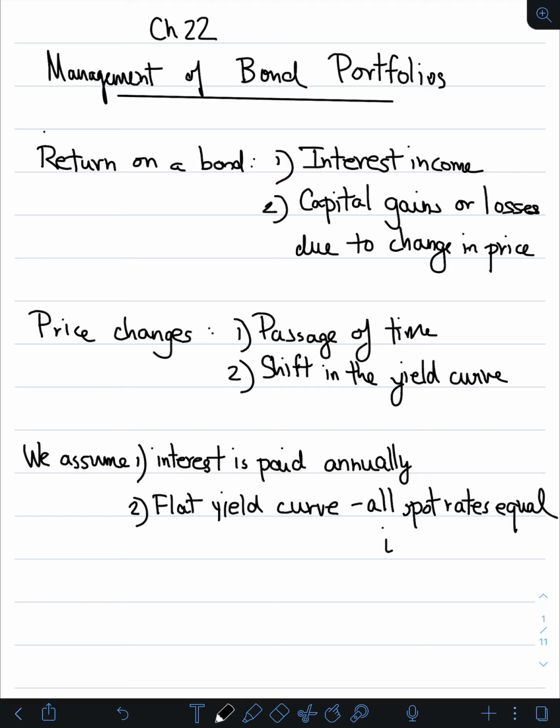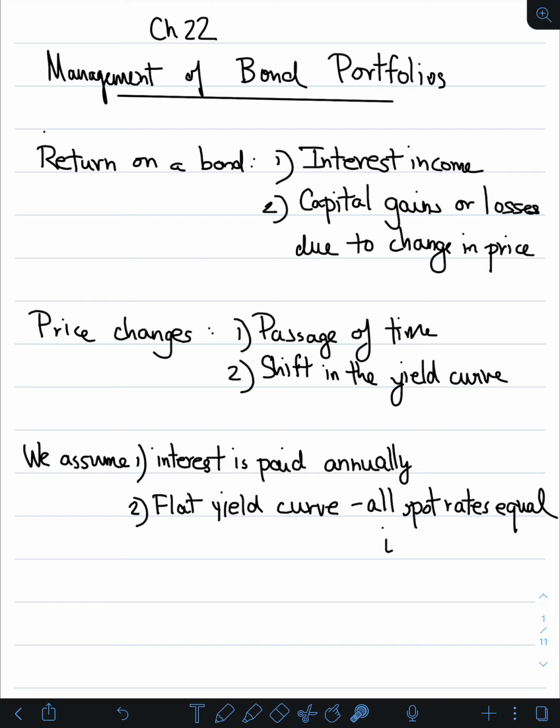This video covers the introduction to Chapter 22, the management of bond portfolios. Basically, we've been assuming a lot of information about equity portfolios with stocks, and then we talked about futures and options. Now we come to the other side of the equation where we look at bonds and how they could be used and how their prices are determined.